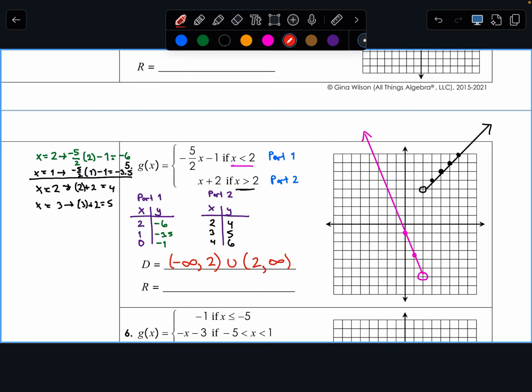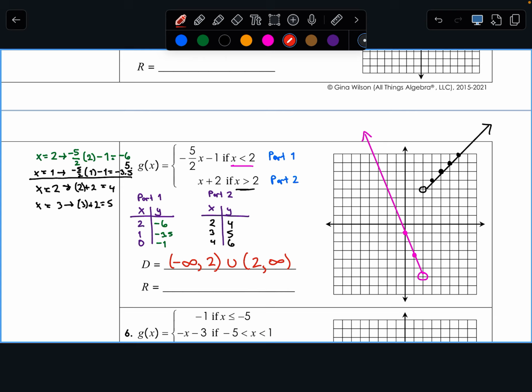If they were both closed circles, it would just be negative infinity. It would be negative infinity, exactly. There would be no disconnection. Okay? All right.